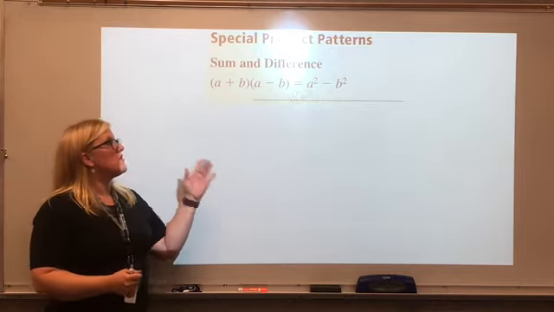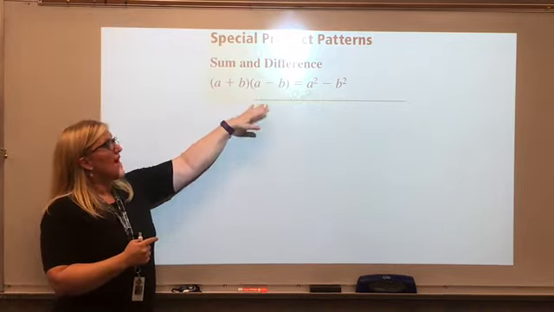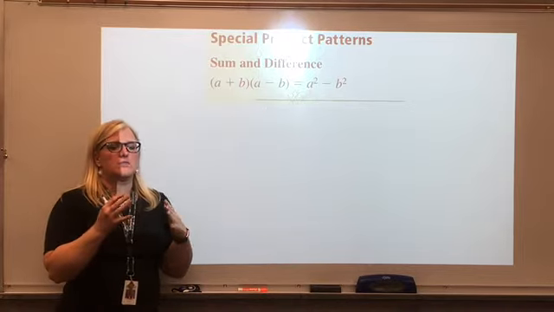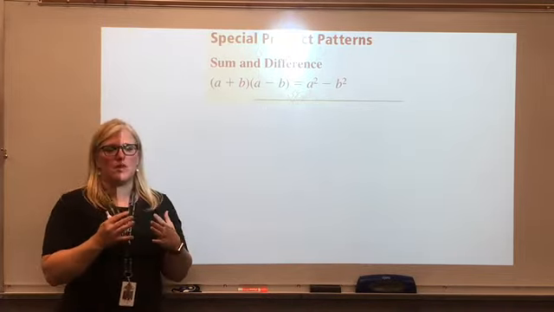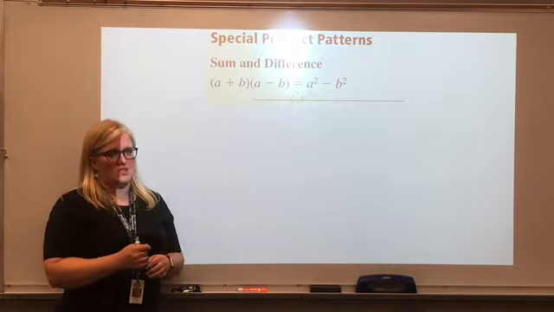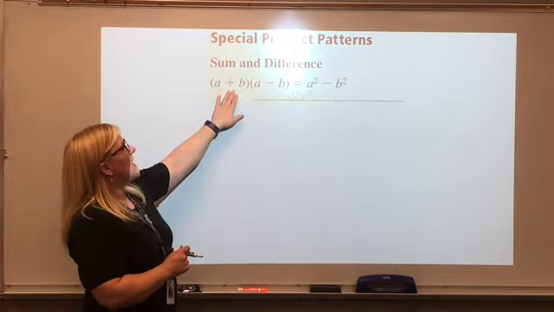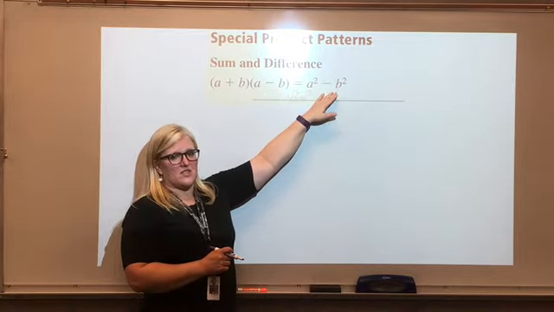Okay, so when we are multiplying binomials, we do have some that are very specific that you probably ought to memorize. This one in particular. This one is my absolute favorite special product, and it's something that you are going to see over and over and over, and you really need to memorize that. And that is (a + b)(a - b) = a² - b².